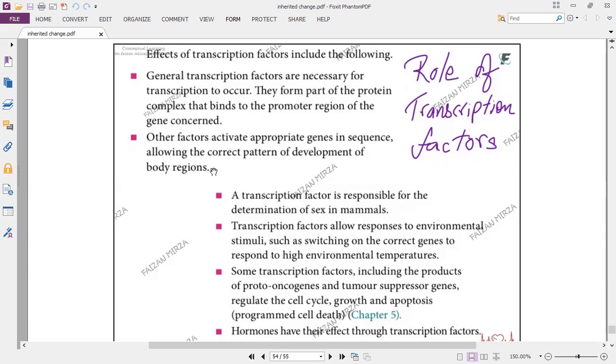So there are various examples of how transcription factors regulate various parts of the life of a particular organism.